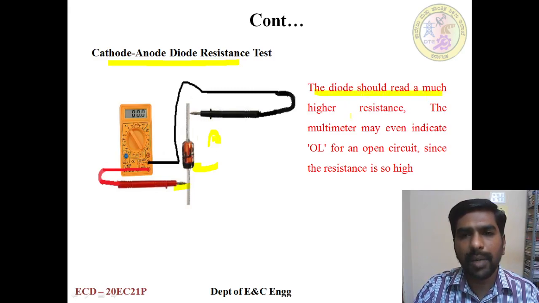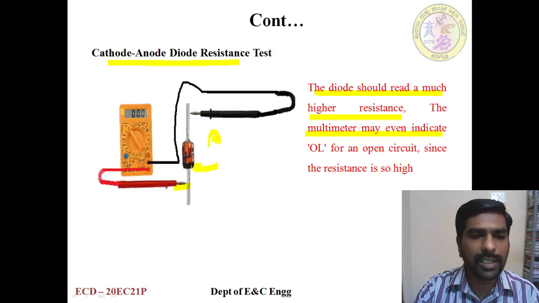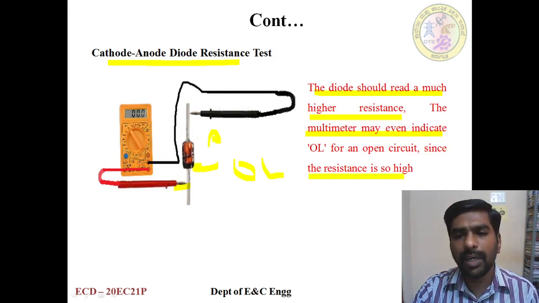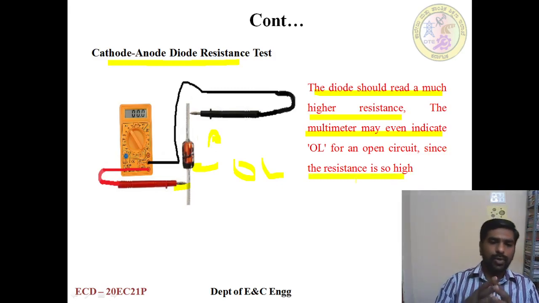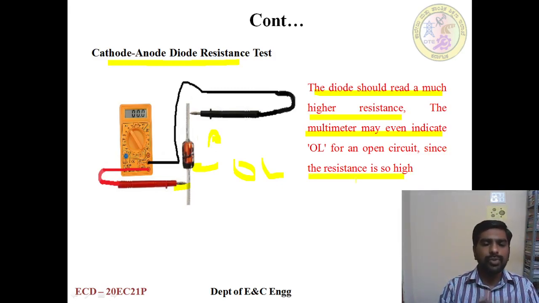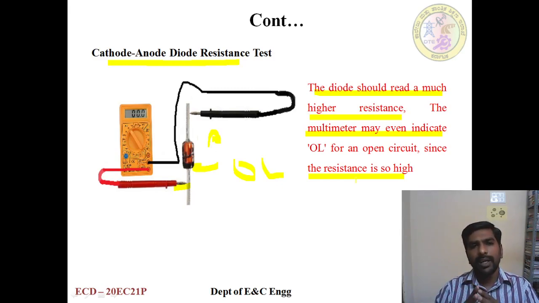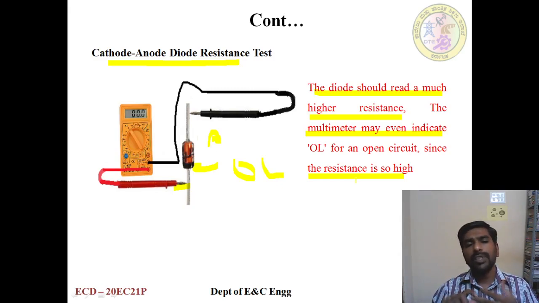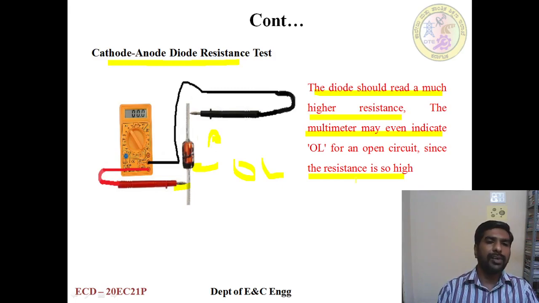The diode should read a much higher resistance. The multimeter may even indicate OL in the reverse direction. Reverse direction means out of range. Since the resistance is so high, a huge value, it should show out of range, and then it is in working condition. We have to check in either of these ways. Forward resistance is low and reverse resistance is high, then we can say the Zener diode is working.